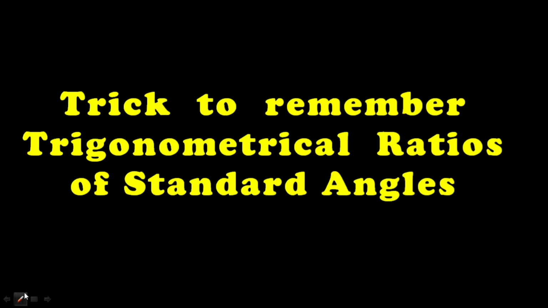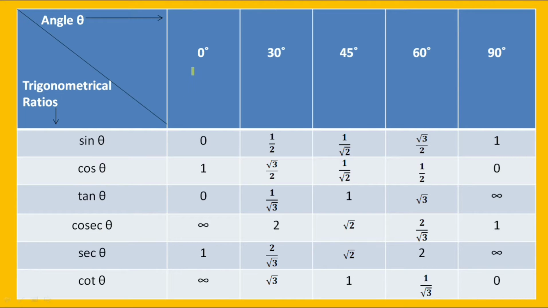In this video, I am going to discuss a trick to remember trigonometrical ratios of standard angles. Standard angles are 0 degree, 30 degree, that means pi by 6, 45 degree, that means pi by 4, 60 degree, that means pi by 3, 90 degree, that means pi by 2.